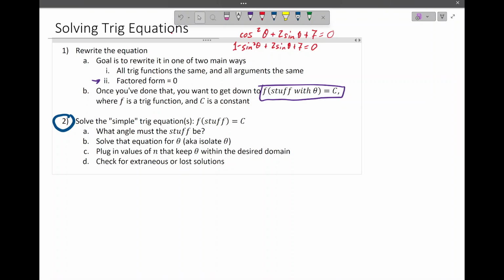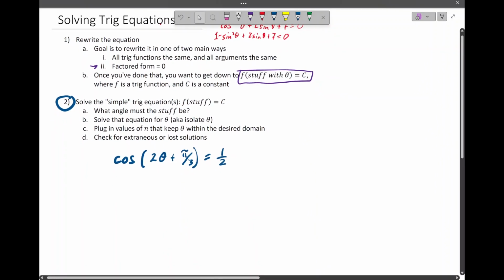So I think this case actually calls for an example. Let's pretend that I've boiled my equation down to, let's say, cosine of 2 theta plus pi over 3 is equal to 1/2. Okay, so once I've gotten down to this, here's my step A. Step A is figure out what the stuff, quote unquote stuff, has to be.